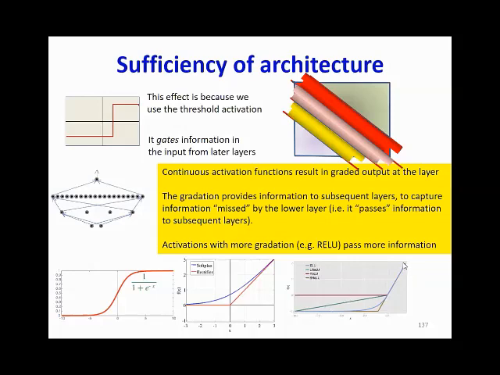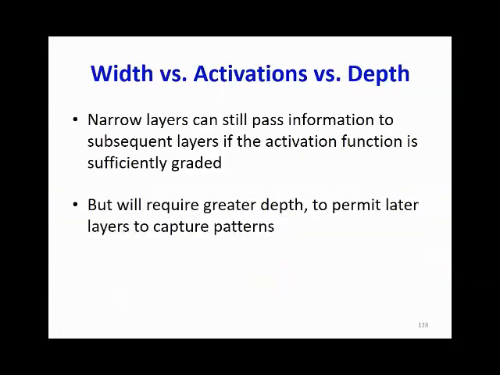And so something like this leaky ReLU, which you will encounter in class, which changes behavior at the boundary but tells you how far you are from the boundary on either side, is going to be more effective still. So, narrow layers can pass sufficient information to subsequent layers if the activation function is sufficiently graded, but will require greater depth to permit later layers to capture patterns.